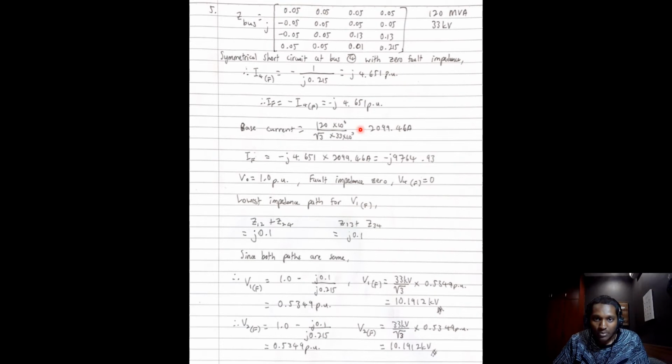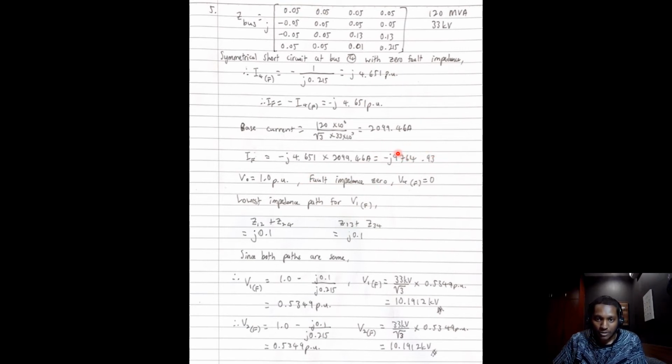So the base current will be, before that we will be dividing, we will be getting the per unit value of the fourth bus, since the short circuit is at bus 4, so 0.215. So we'll divide and get the per unit value. We'll get the base current value using 120 megavolt ampere divided by the voltage. We'll get the current, and for the fault current, this current will be multiplied by the fault current per unit value to get the total fault current.